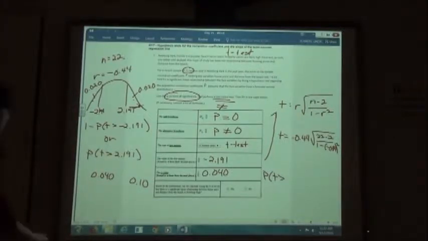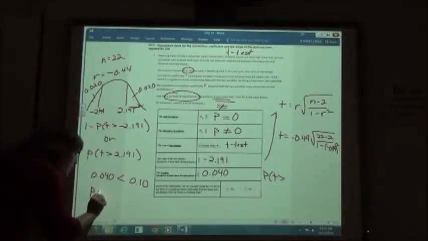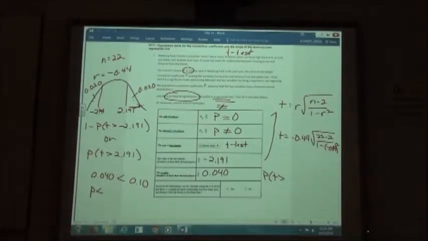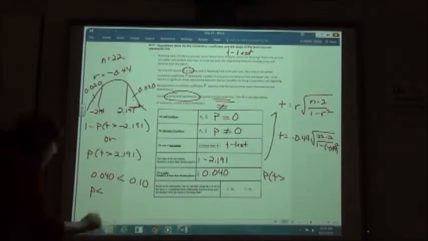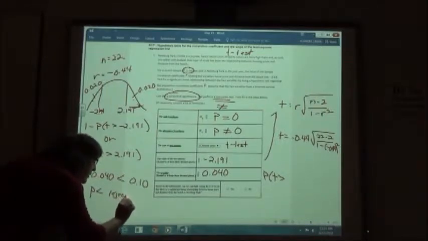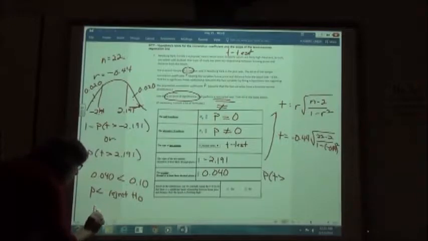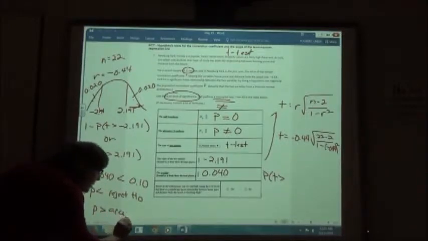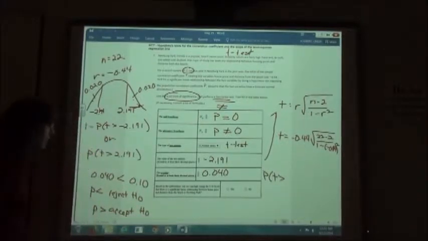Well, we know that 4% is less than 10%. Now we've got to go back to thinking about all those other hypothesis tests we did. If the p-value is less than the significance level, do we reject or accept the null hypothesis? If it's a less than, we're going to reject the null. If it's a greater than, we accept the null.